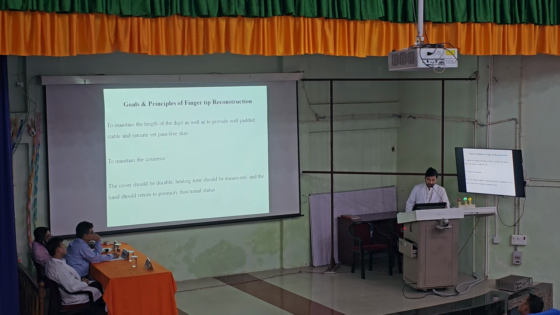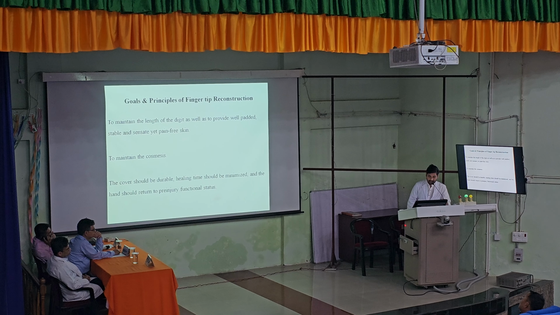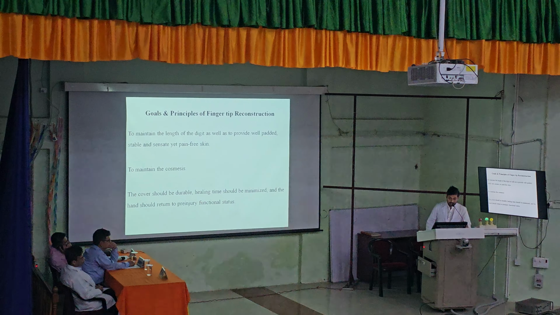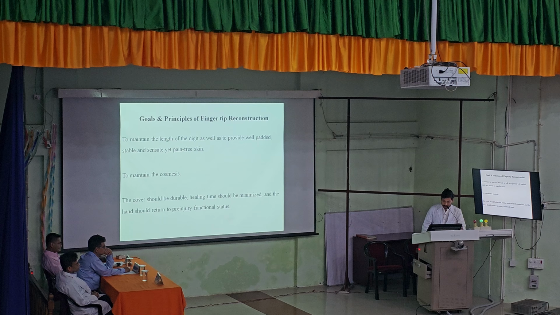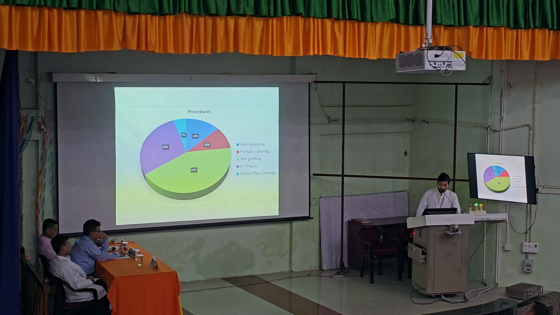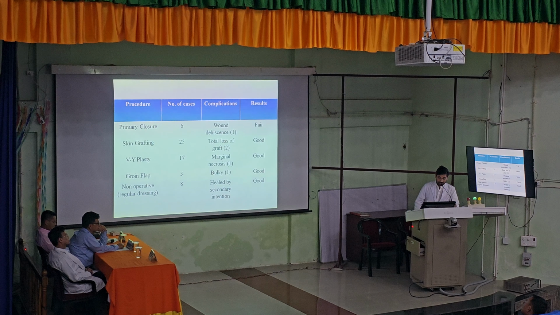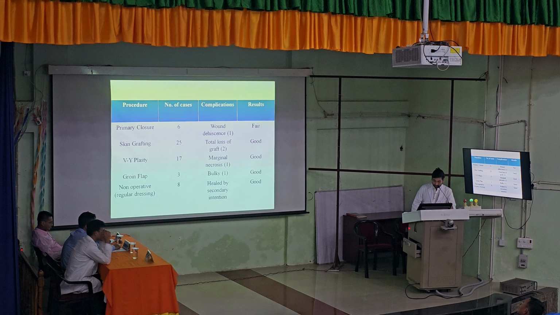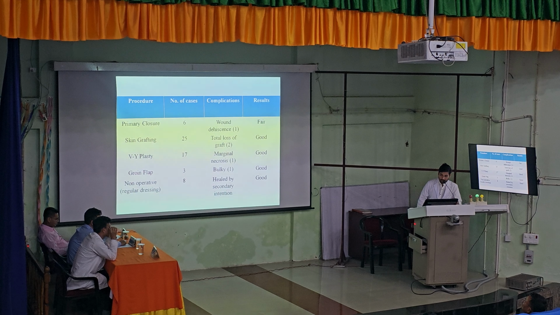The goals and principles of fingertip reconstruction: to maintain the length of the digit as well as to provide a well-padded, stable, sensate yet pain-free skin. To maintain the cosmesis, the cover should be durable, healing time should be minimized, and the hand should return to the pre-injury functional status. Among the procedures, skin grafting is the most common, done in 42% of cases. We had complications: in primary closure, wound dehiscence in 1 case; after skin grafting, total loss of the graft in 2 cases and marginal necrosis in 1 case, and the results are almost good.